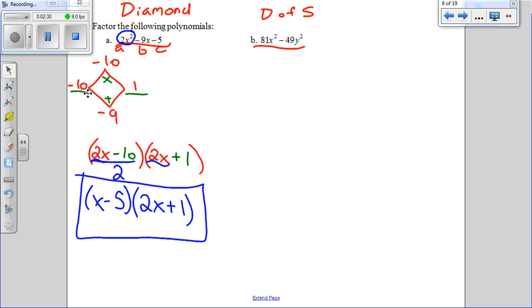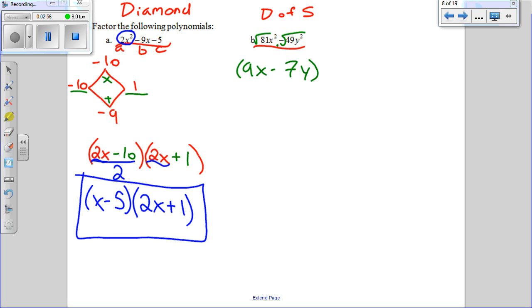The next thing is to make sure you actually have a difference of squares. To have a difference of squares, you need a subtraction sign, which we have. You also need to have all perfect squares, perfect square numbers, and perfect square variables, which you have. Once you confirm that, you can square root both things. That gives you 9x minus 7y.